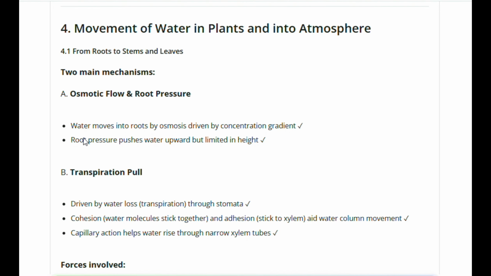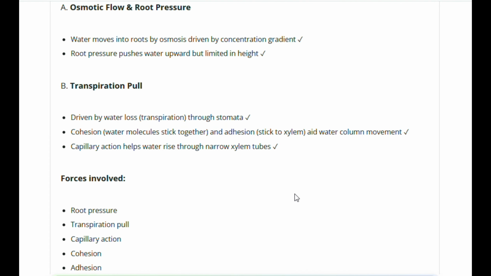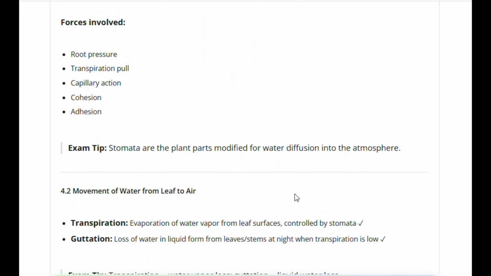Then what are the forces involved? So the forces involved here are root pressure, transpiration pull, capillary action, cohesion, and adhesion. So a vein tip, stomata, the stomata or a stoma, huh?